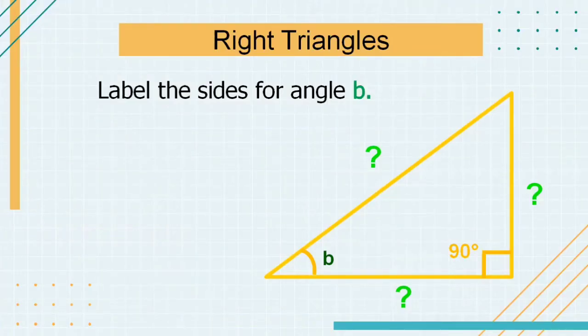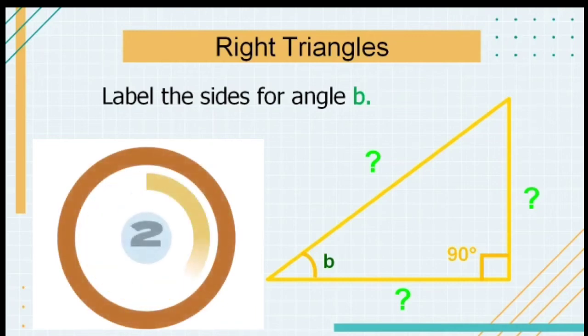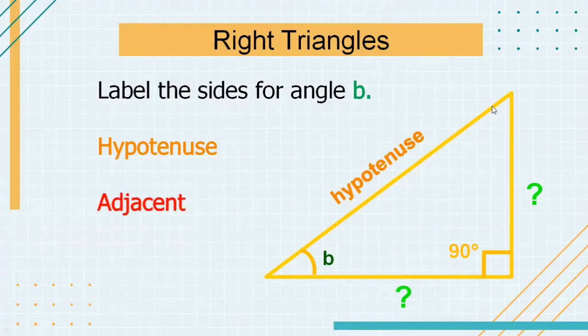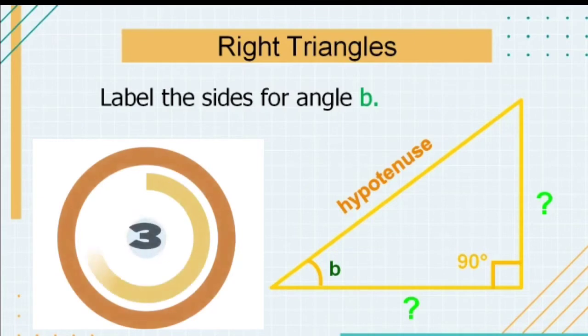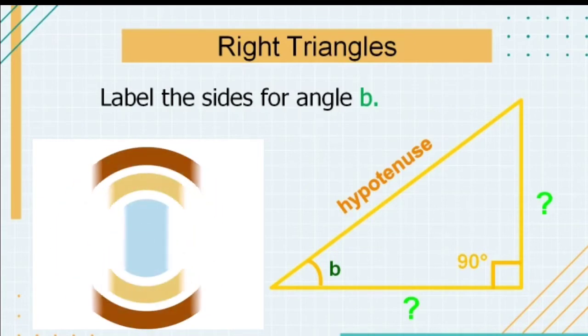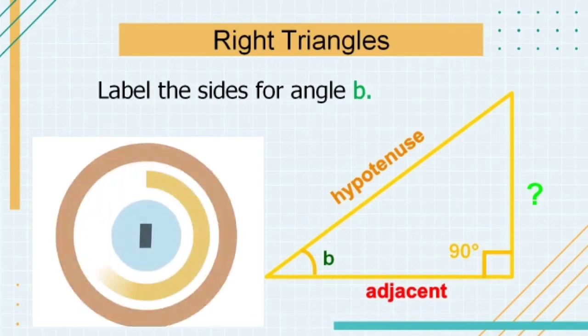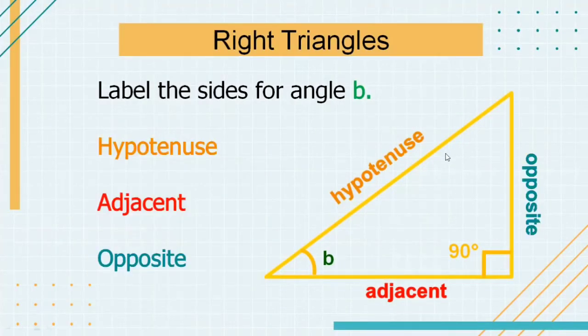Now for us to have a short recall of the names of the sides of our right triangle, let's label the sides for angle B. Which side is the hypotenuse? That's right. So this is our hypotenuse. This is the longest side of our right triangle. How about the adjacent side? Very good. So this side here is our adjacent side because it is the side closest to angle B. And which side is the opposite? That's right. So this is our opposite side since this side is opposite to angle B.